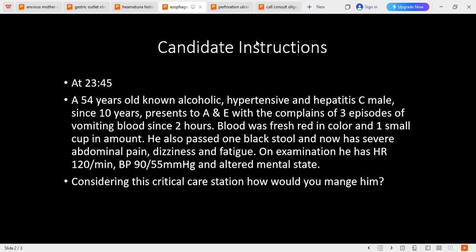What is the significance of knowing that the patient is alcoholic and also suffering from hepatitis C?